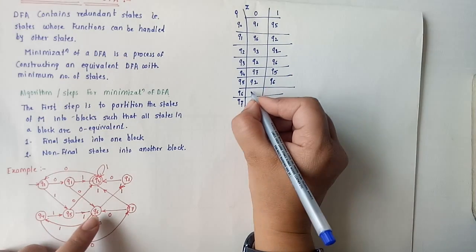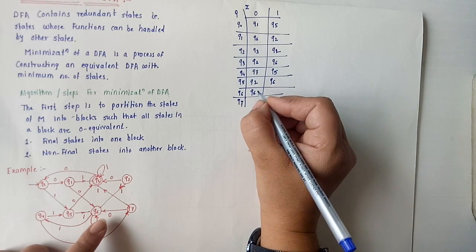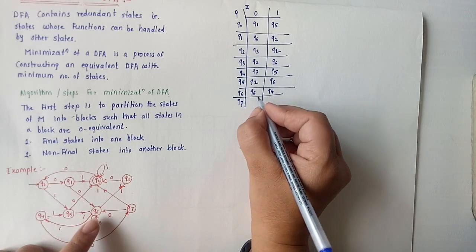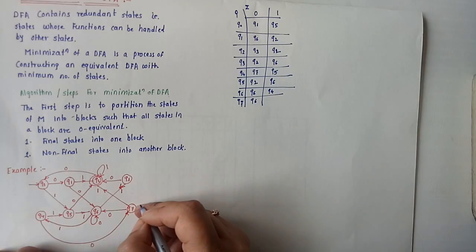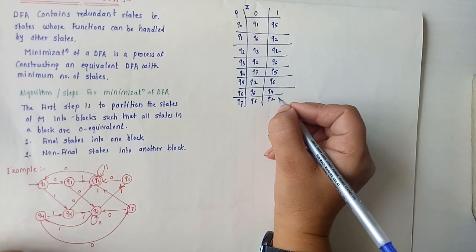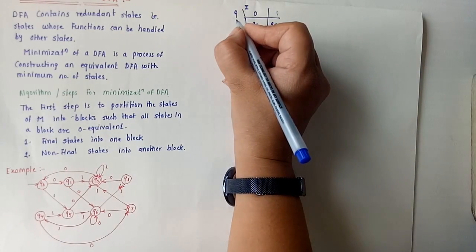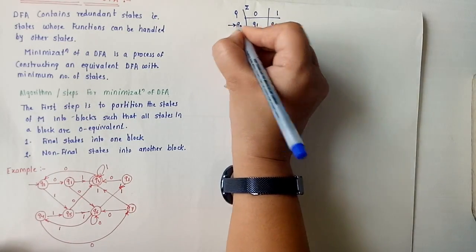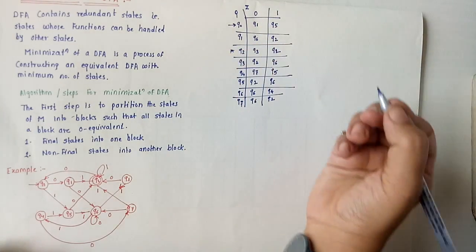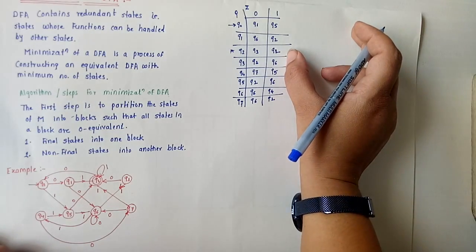Next q6 on 0 goes to the self state, q6 on 1 goes to the q4 state, q7 on 0 goes to the q6 state, and q7 on 1 goes to the q2 state. Here we define q0 as the initial state and q2 as the final state. From this we can find the 0 equivalence.